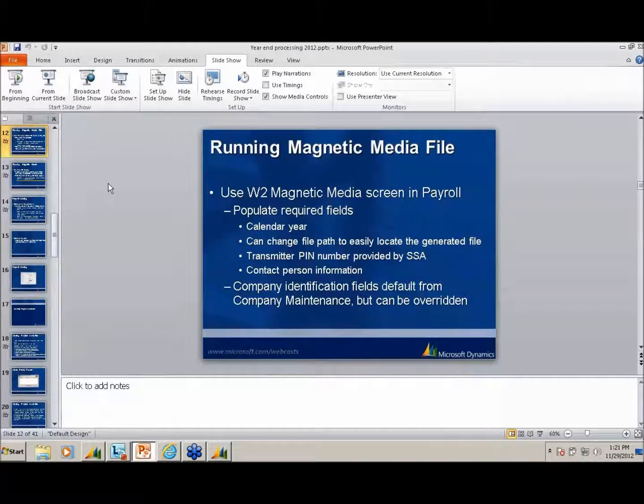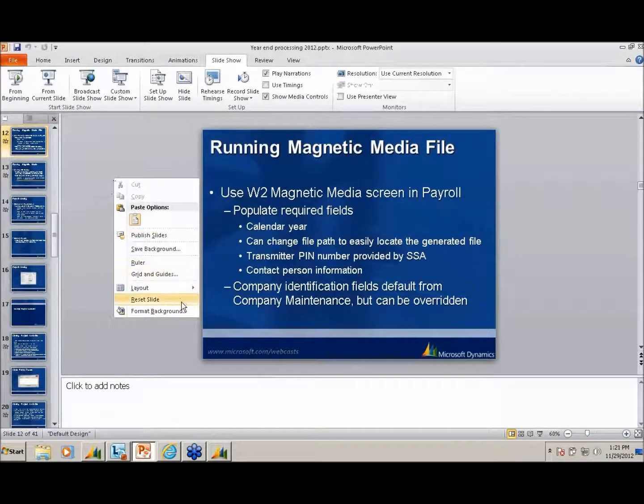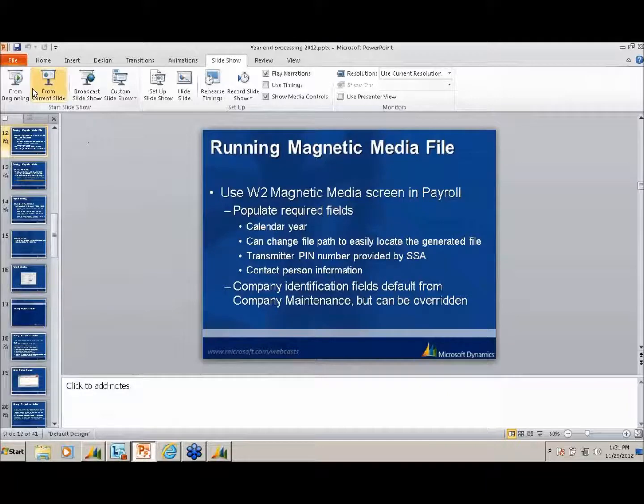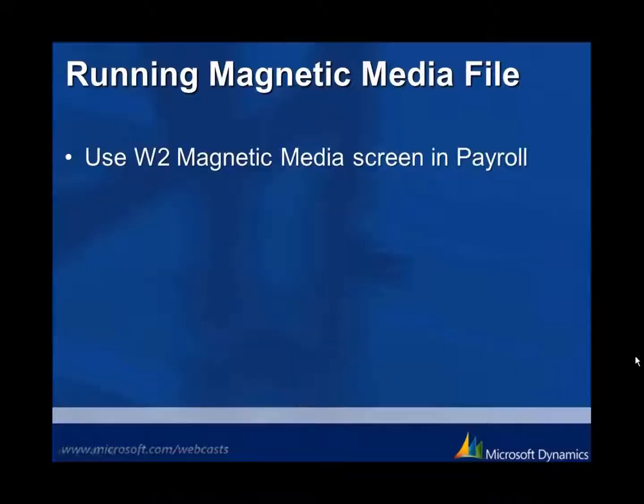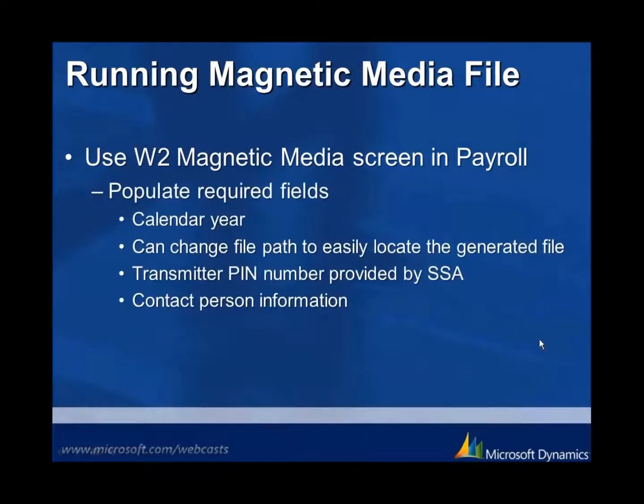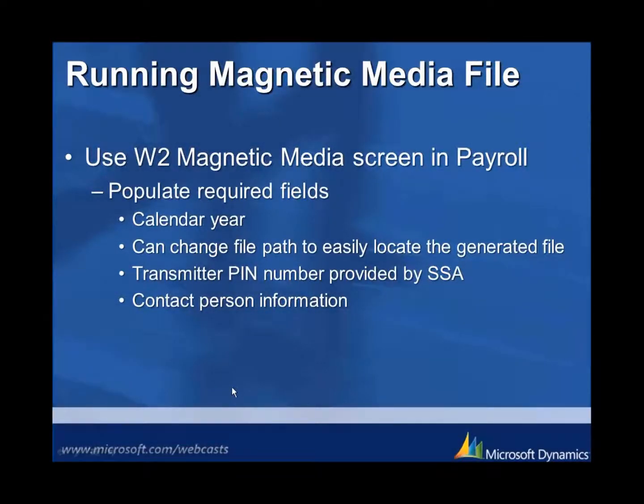All right, so let me go ahead and bring up the PowerPoint again. So we use that W-2 magnetic media screen in payroll. Those are the required fields. There's the calendar year. You can change the file path anywhere that you want to save it, wherever you like. That PIN number, which we just talked about, and contact person information. Those are things that are important in order to make sure that this file gets generated correctly.